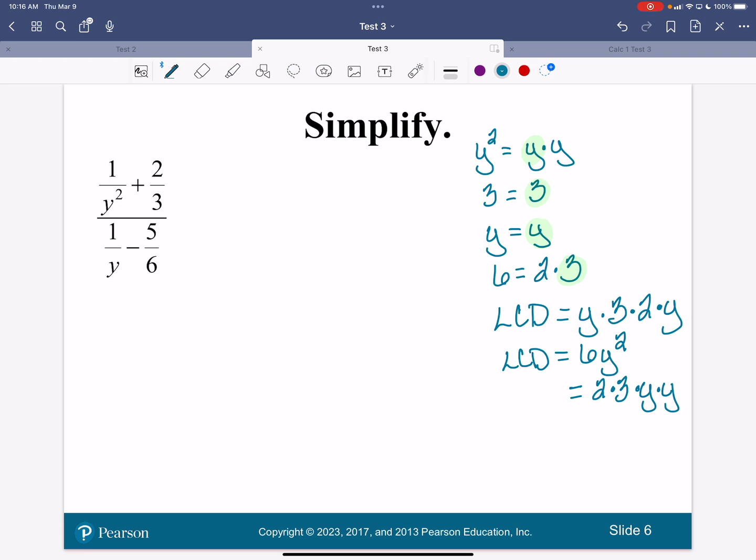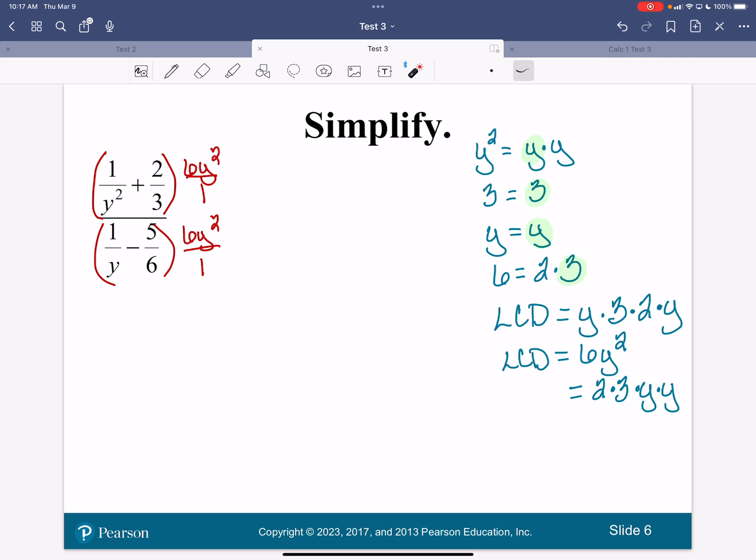Now I'm going to take this LCD and multiply everything by it. I'm going to multiply everything in the numerator by 6y squared over 1, and then multiply everything in the denominator by 6y squared over 1. Why is it over 1? Because you can write anything over 1. So right here we're going to distribute this 6y squared, and I just want you to realize that we're not multiplying the denominator by anything. We're only multiplying the numerator by that.